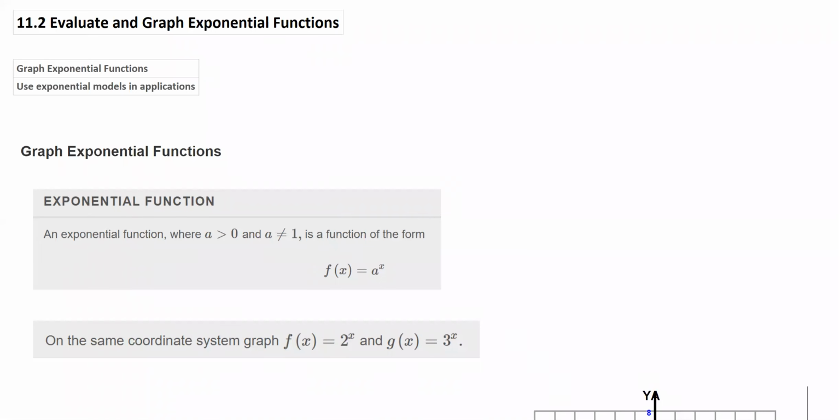Hello class, welcome to chapter 11, the last chapter of this course. Looking at 11.2, we start with this section, evaluate and graph exponential functions. And we have these two objectives, which is to graph and also to apply these in application situations. So let's understand what an exponential function is.